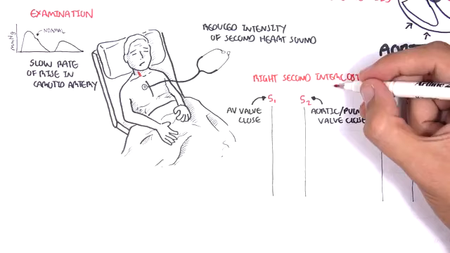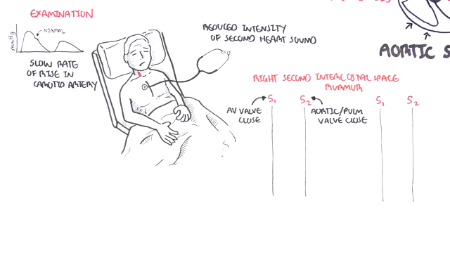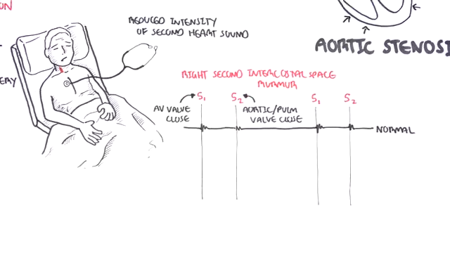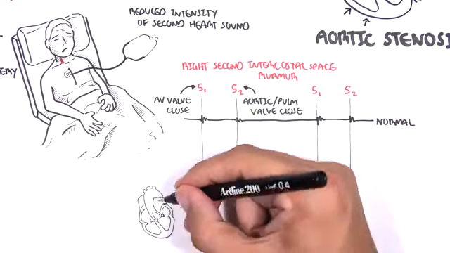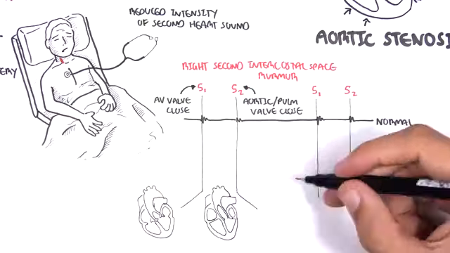We are listening to the right second intercostal space murmur in aortic stenosis. But first, looking at the normal. We have a first heart sound and then a second heart sound. Drawing these sounds out, we can divide it into 3 things.